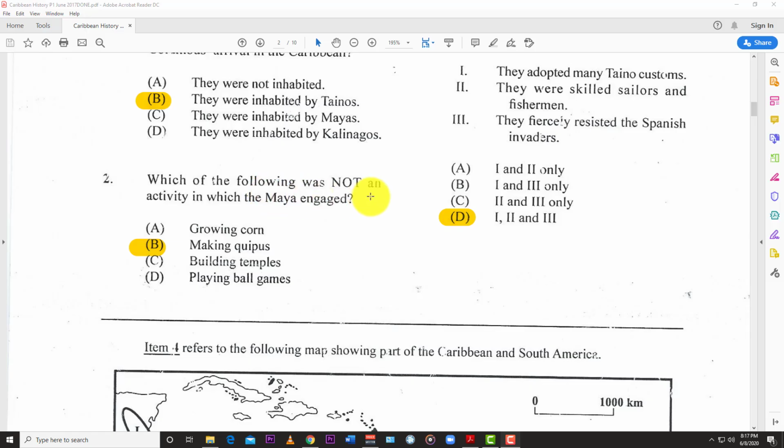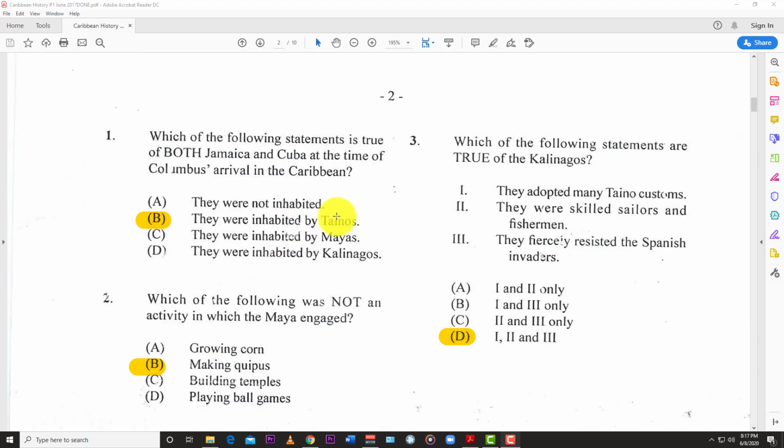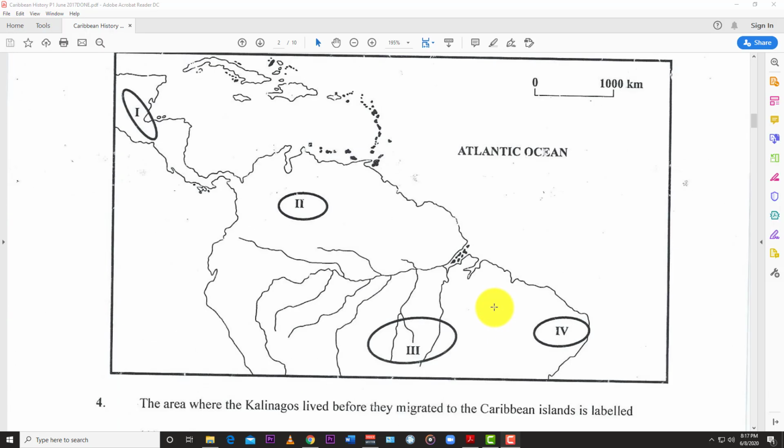Number 2, which of the following is not an activity in which the Maya engaged? And of course, the answer is B, making of quipus. Number 3, which of the following statements are true of the Kalinagos? And the answer is 1, 2, and 3, which is all of the above. They adopted many Taino customs. They were skilled sailors and fishermen. They fiercely resisted Spanish invaders. And so that's D, 1, 2, and 3.